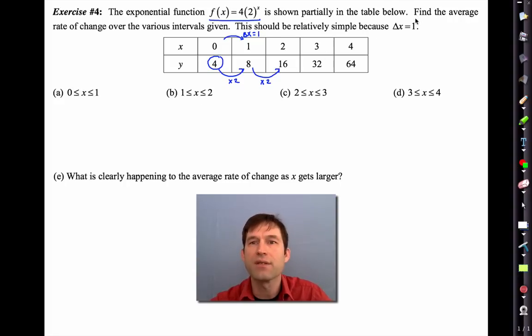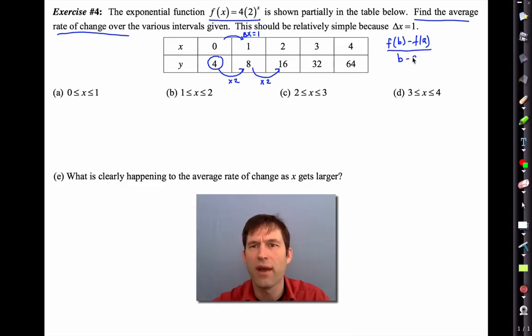Now, what the problem asks us to do, though, is to find the average rate of change over the various intervals. Now, remember, all average rate of change is f of b minus f of a divided by b minus a, right? And I mean, what could be more clear than that formula? I mean, there's F's, there's A's, there's B's, there's everything.